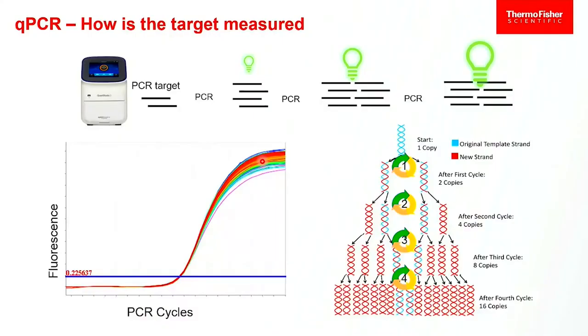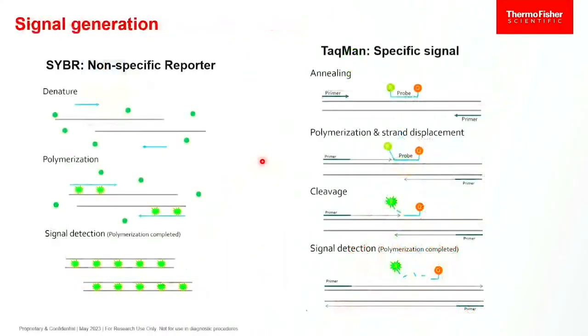So it starts out really slow. We're making some, but we can't detect it. And then it takes off when we make a lot. When that takeoff happens is the information we use for our quantification techniques. We call it a CT. I'll come back to it.